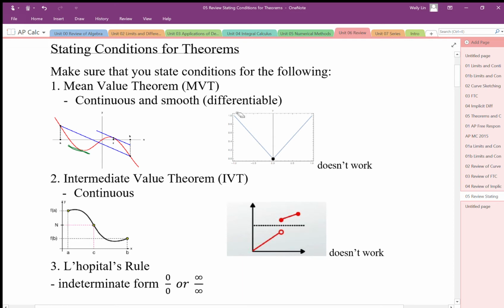Where it doesn't work is if it is not smooth. So if I have my average slope between those two points, well, because it's not smooth, there's no point where it has the same slope.